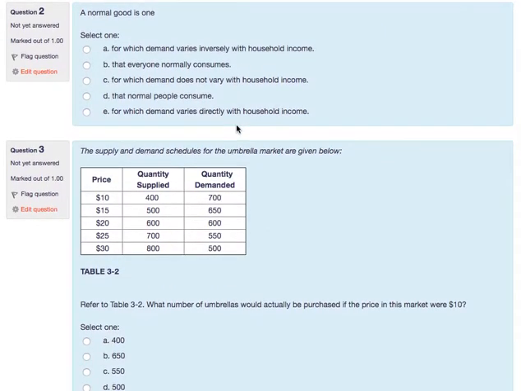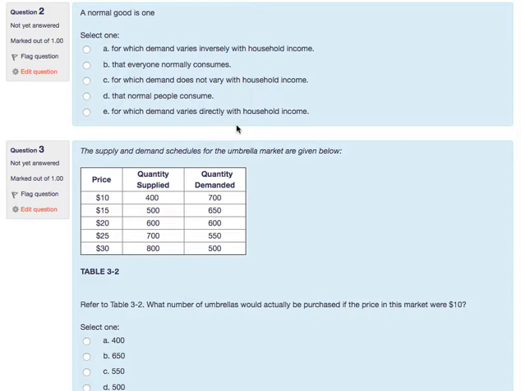Question 2. A normal good is what? In class, we saw different things that shift the demand curve. There's price of related goods, change in taste, in preferences, and other things like that. But one of them is change in income. When we were talking about change in income, we separated goods into two big categories, which we could then subdivide as well. The two big categories were either a normal good or an inferior good.